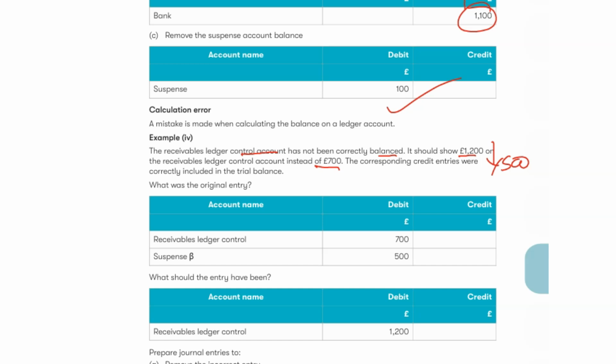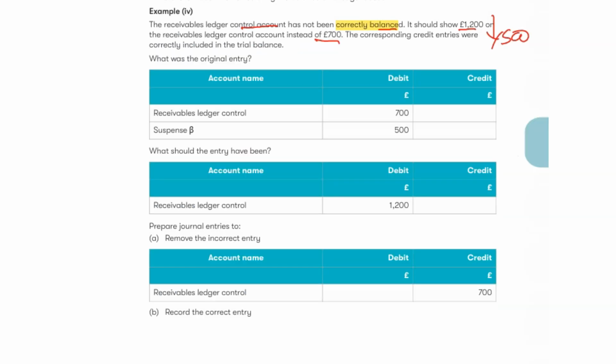Receivables ledger control account has been correctly, my bad, has been incorrectly balanced. It shows 1200 instead of 700 in the control account. So which one is correct? Tell me first. They did 700 receivables debit, which should be more by 500. So receivables debit 500, suspense credit 500. That is our ultimate answer.